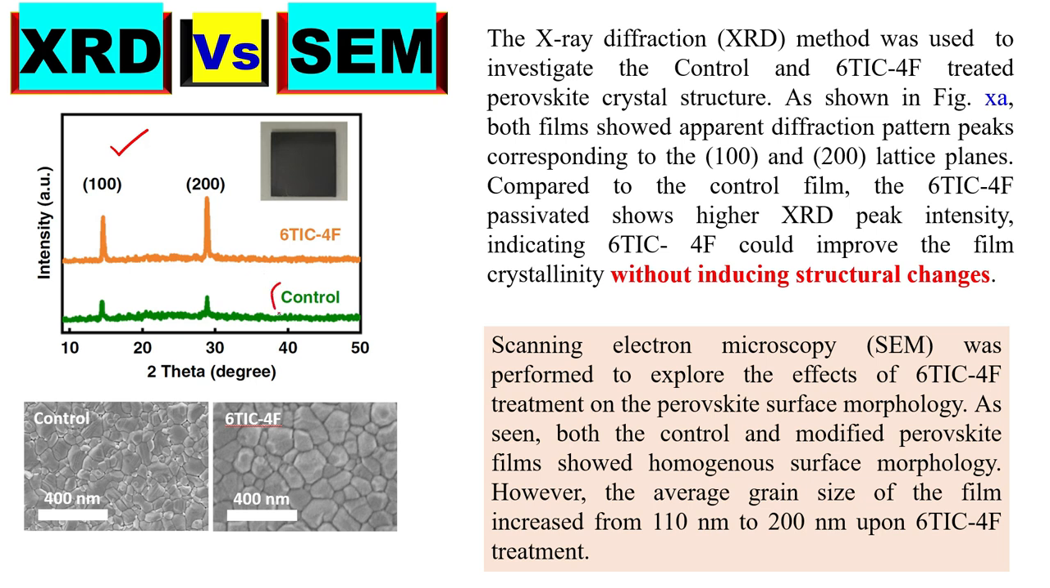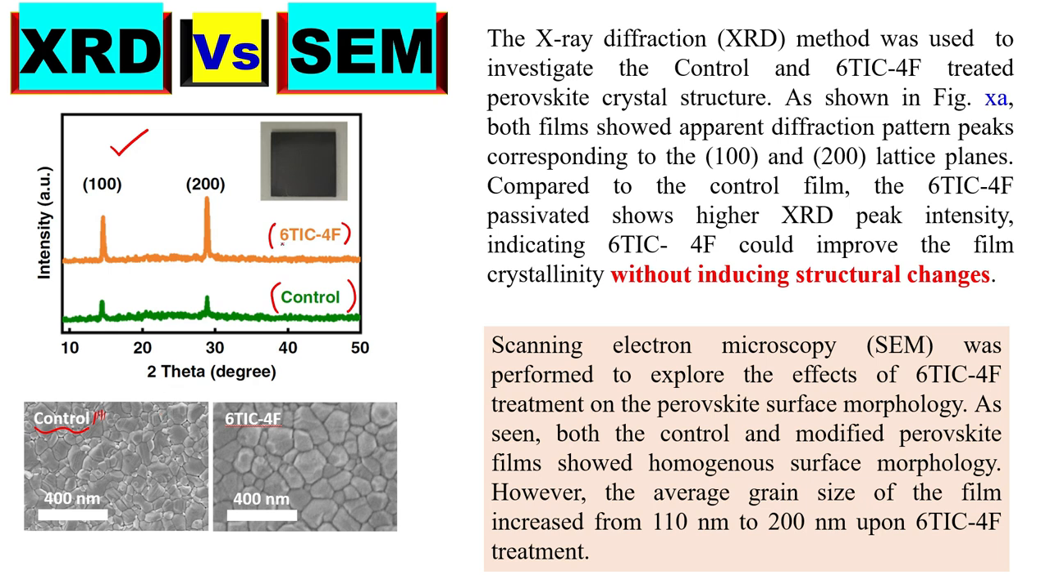The first one is basically the control sample. Control means it is in pure form, in pristine form, with no additional amount added. We can see from SEM the surface morphology of the control film here. Now what happened when we add this 60IC4F to the control film?